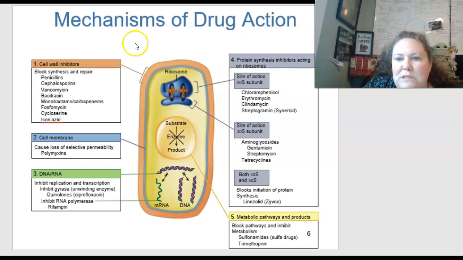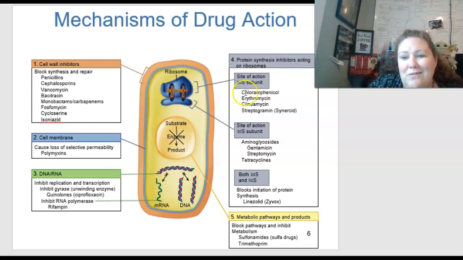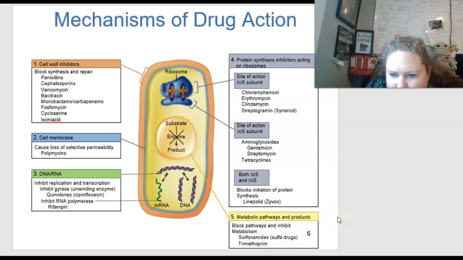And then we have protein synthesis inhibitors that can act on the ribosomes, and we can even target which part of the ribosome we interact with and inhibit. And finally, we have metabolic pathways and products, where drugs can block the pathways and inhibit the metabolism, which means that cell is going to die. And these would be like your sulfa drugs and your trimethoprim.